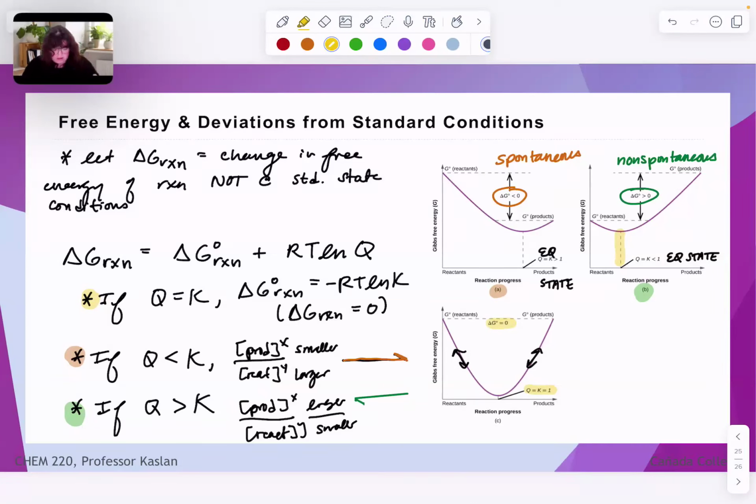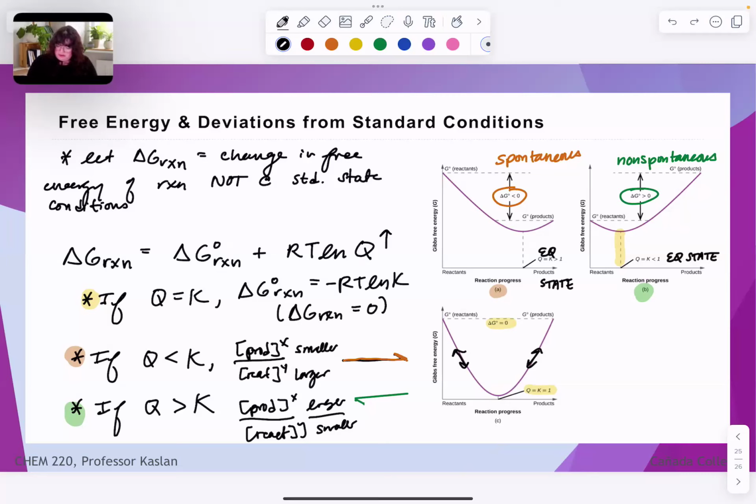Okay, so it is through a comparison of Q and K that we can understand how our change in standard free energy is going to be affected. It's either going to be raised or lowered, right? So if Q is smaller than K and is fractional, that would give us a negative number. So that would mean that this decreases. If Q is larger than K, meaning let's say it's non-fractional, then that would be a bigger number here, which would make this an increase. So this would increase.